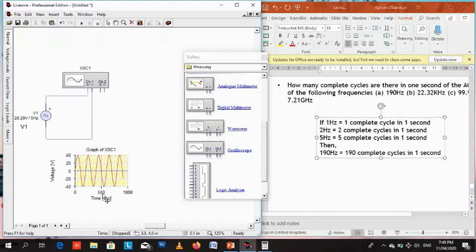So when you say 5 hertz signal, you are saying there are 5 complete cycles in 1 second. So the voltage rises to V peak, goes back to 0, drops to minus V peak, goes back to 0. That is 1 complete cycle. It repeats that 5 times in 1 second.